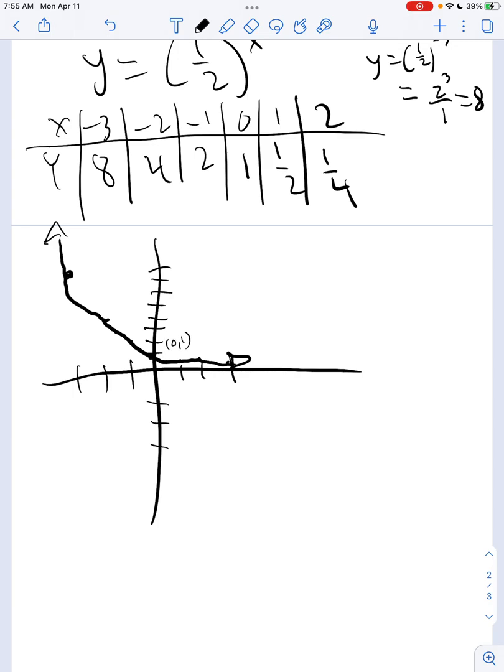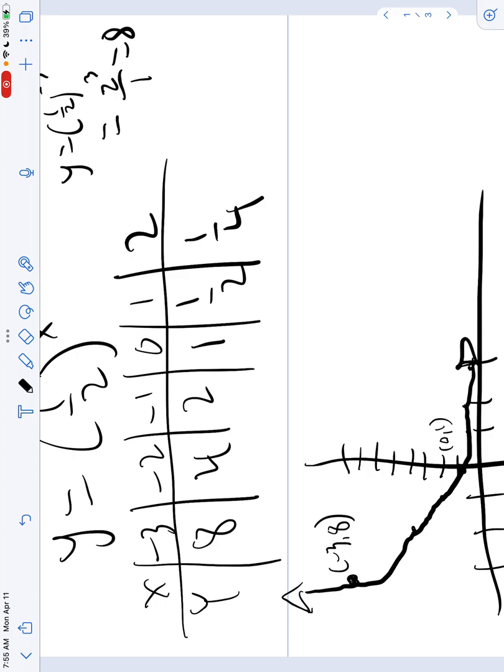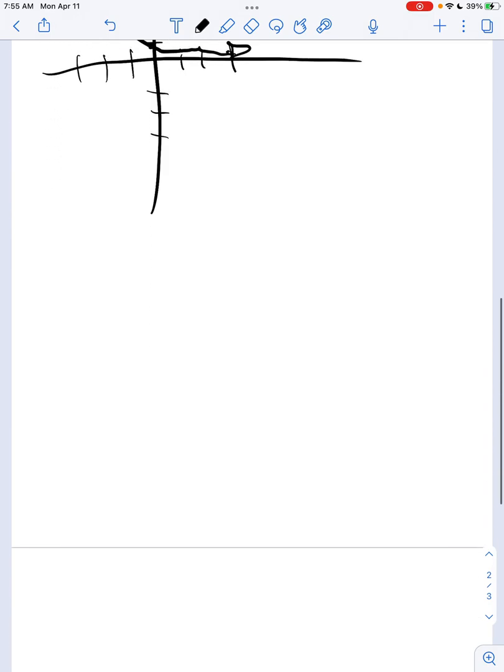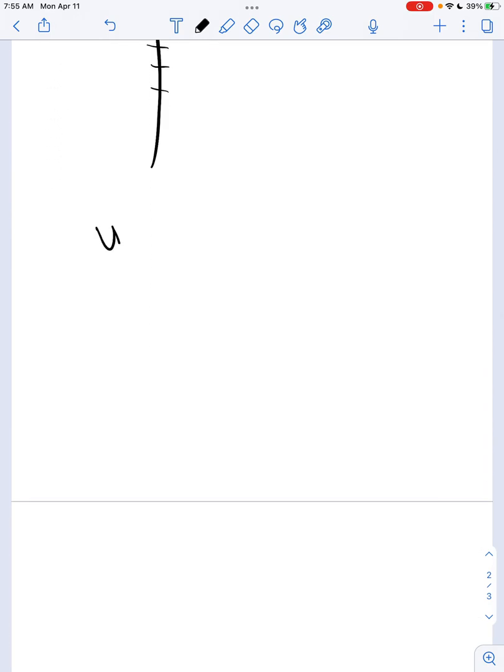It is good to label some of these points. So I'd call this (0, 1). I'd call this (-3, 8). It's good to label those so that you can be exactly clear on what you're trying to do. Again, very similar to last lesson. Again, these two lessons are very related to each other.